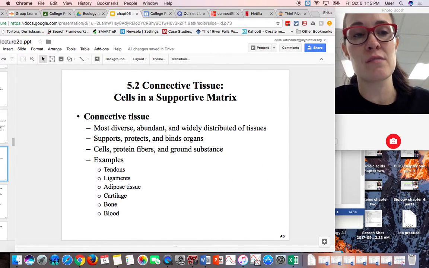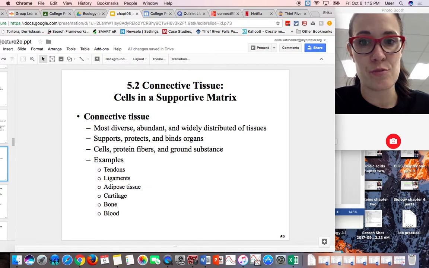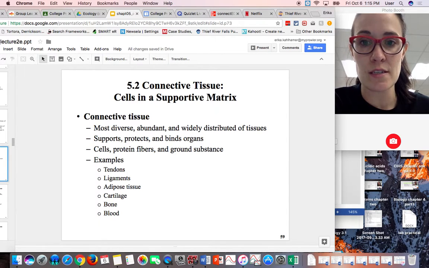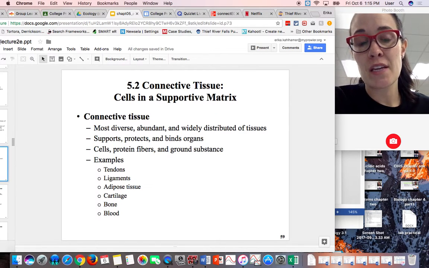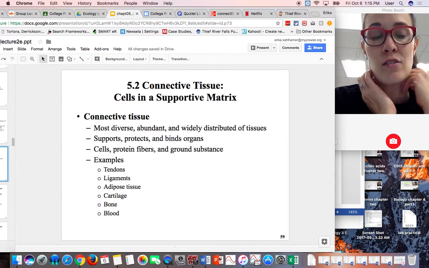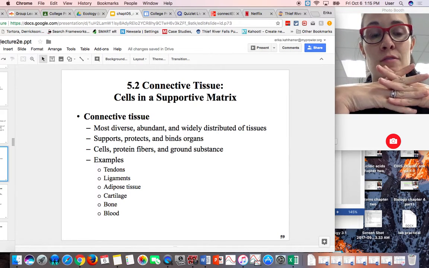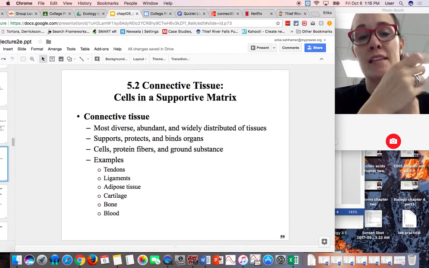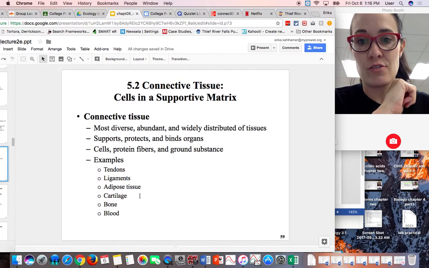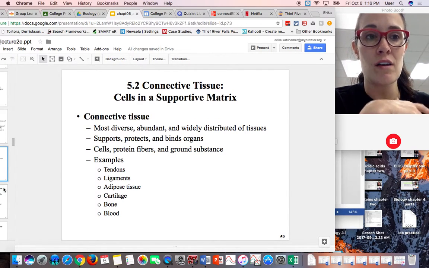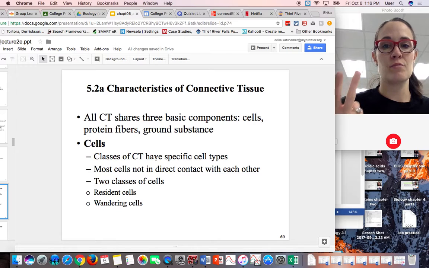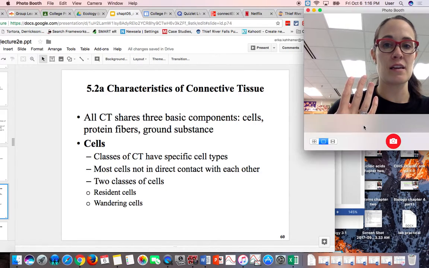So connective tissue is the most diverse tissue, abundant and widely distributed. It has many different roles, but collectively it's to support, protect, and bind organs. Connective tissue has three main parts. It has the cells within it, the protein fibers, and then what's known as the ground substance. We're talking about tendons, ligaments, adipose tissue, fat tissue, cartilage, bone, blood. Those are all connective tissues. And again, the three basic components: cells, protein fibers, and ground substance in connective tissue.